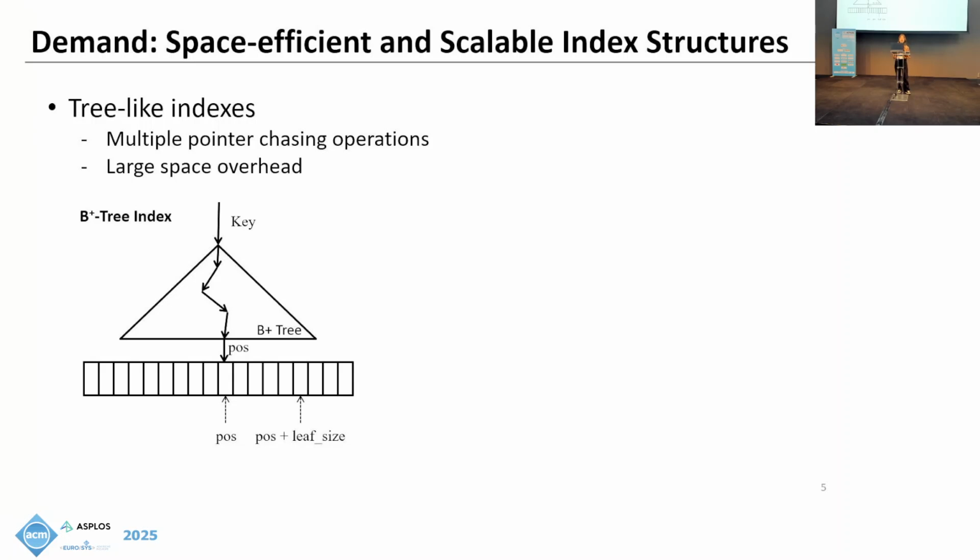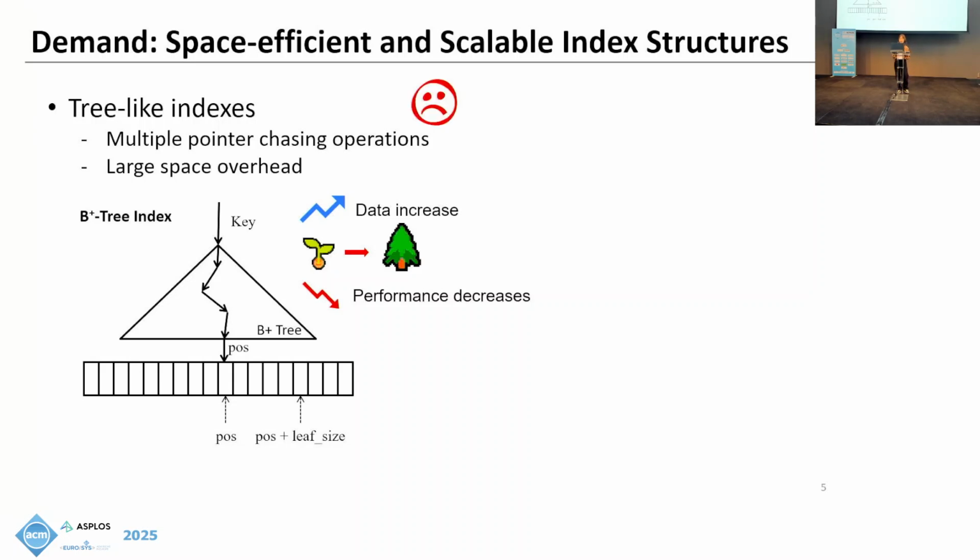We first look at the traditional index structures. We take the B+ tree as an example. We can see the index operation in the B+ tree relies on pointer-chasing operations. As we all know, pointer-chasing operations are time-consuming. Also, we need to store a lot of linear nodes and pointers, so it will occupy a large amount of memory. When the data size increases, the tree will grow larger, so the performance will decrease because the tree gets higher and we need to go through a longer path. So this does not look good.